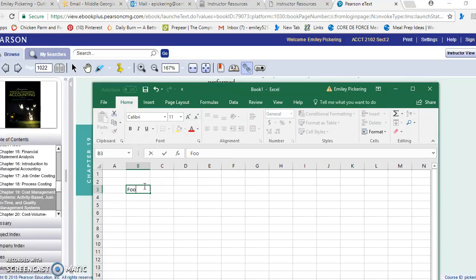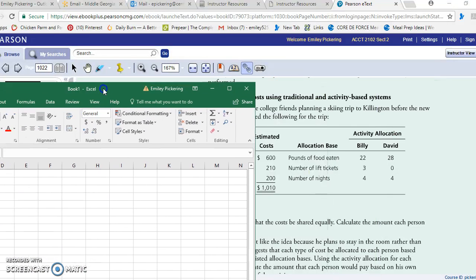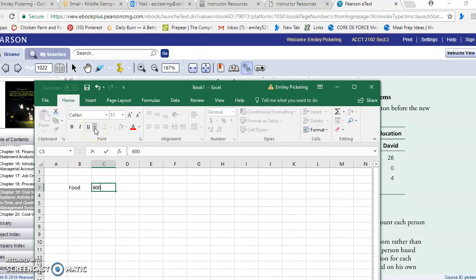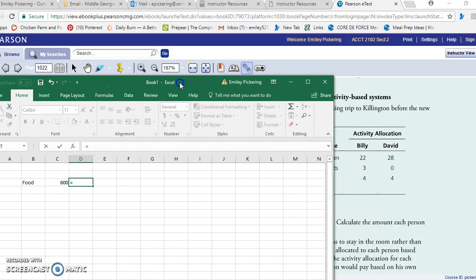So food. We have a total cost of 600 for food, and we're going to figure out how much it is per pound. Well, let's see how many pounds we have. We have Billy that's eating 22 pounds and David that's eating 28 pounds, so 50 pounds. So the cost per pound of food is $12.